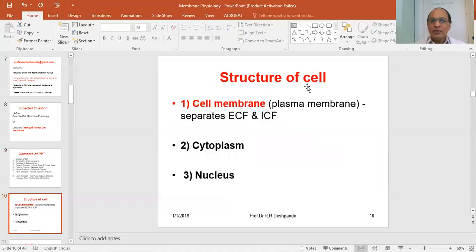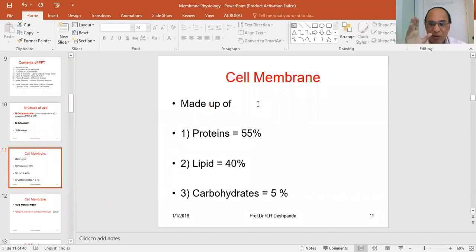The cell is the structural and functional unit of the human body. N number of cells are in the human body, but each cell has a typical structure. First is the cell membrane, which is also called the plasma membrane. This membrane separates extracellular fluid and intracellular fluid. Try to understand: extracellular is outside the cell. Then there is the cytoplasm, the fluid content inside the cell, and the chief head, the nucleus. Today we are basically concerned about the cell membrane.